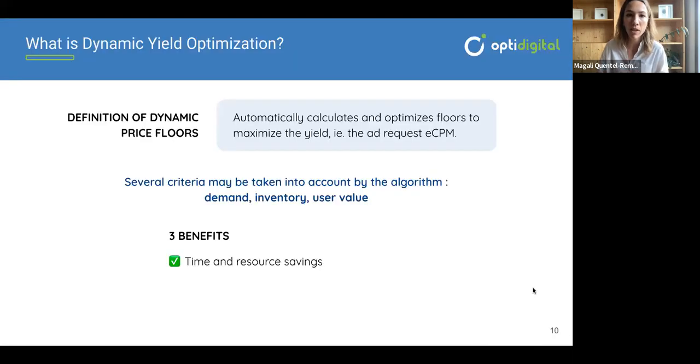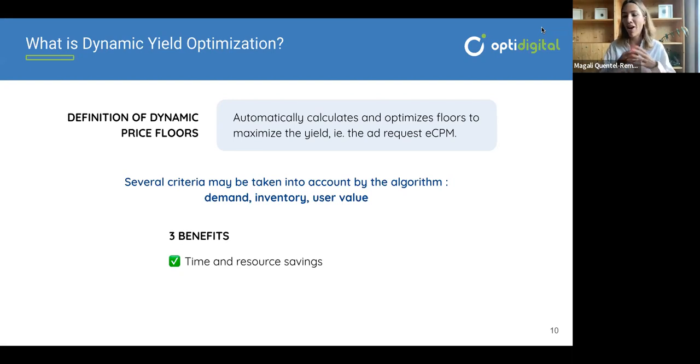So let's see if there is an alternative. What is the dynamic price floor? A dynamic price floor solution will automatically calculate and optimize floors to maximize your yield. I mean, by maximizing your yield, to maximize the revenue that you generate for a given amount of ad opportunities. Basically, the ad request is CPM.